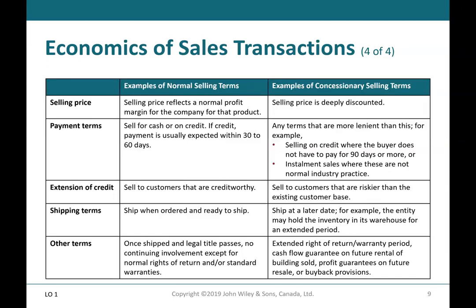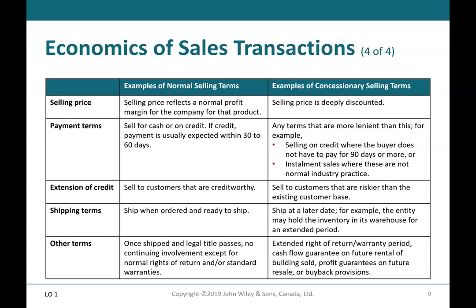Economics of Sales Transactions, 4 of 4. Examples of normal selling terms and examples of concessionary selling terms. Selling price, normal: selling price reflects a normal profit margin for the company for that product. Concessionary: selling price is deeply discounted. Payment terms, normal: sell for cash or on credit. If credit, payment is usually expected within 30 to 60 days.